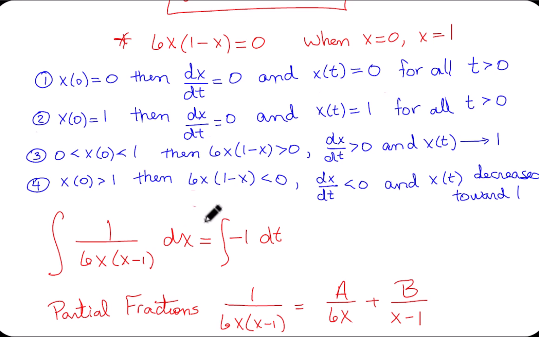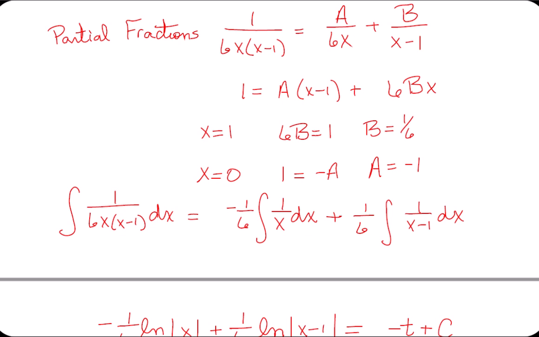All right, so I'm going to separate our problem and do something easy on the right. This will give me minus t plus c. The left, we need to use a technique called partial fractions, seen in Calculus 2. So I'm going to rewrite this particular rational function as a sum of two pieces from the bottom. Multiply both sides by 6x, x minus 1, and so we get this relationship.